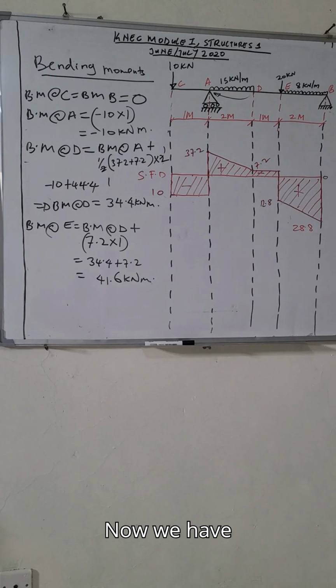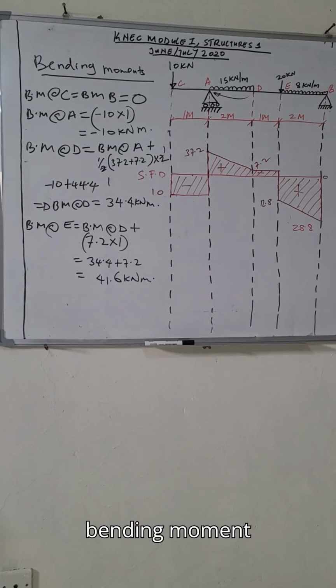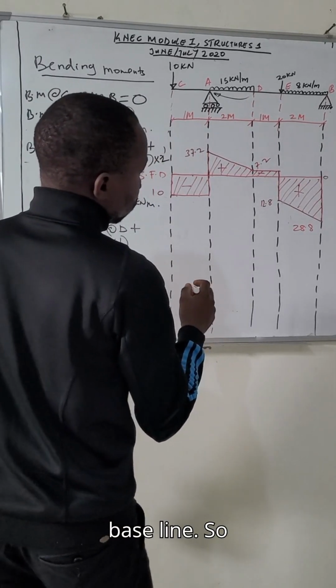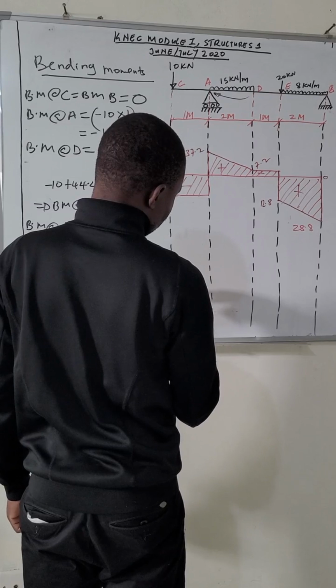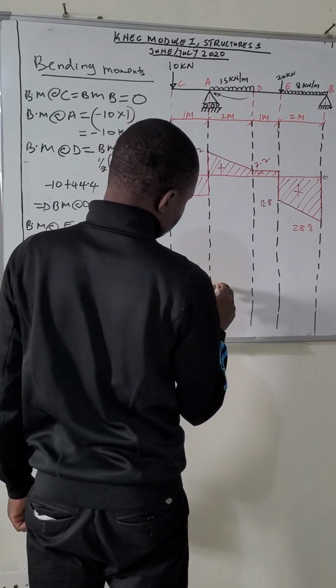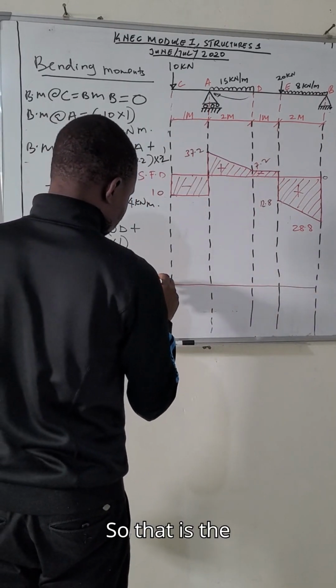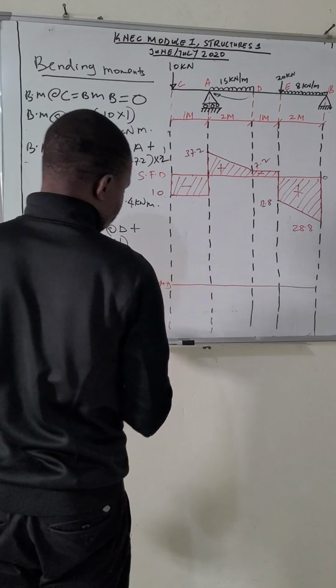Now we have all the values for bending moments. Let's now draw our bending moment diagram comfortably. The first thing to do is to draw a baseline. So that is the bending moment diagram.